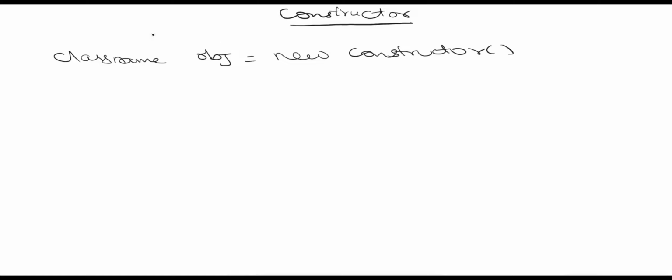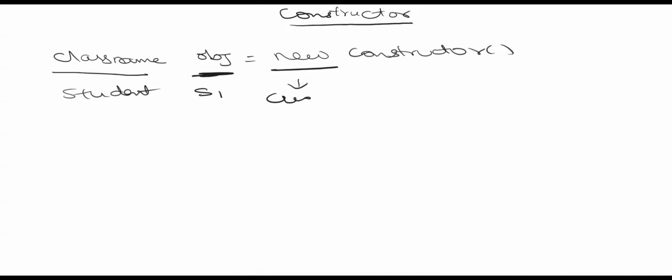Whenever we are creating any object, a constructor is mainly required. Just see this object creation. This is the class name, like Student. Then the object name, like S1 or S2. Here Student is the class, and new creates an instance of an object.